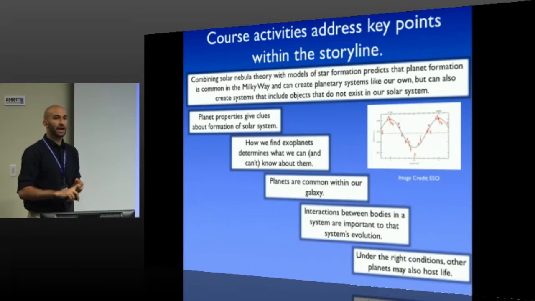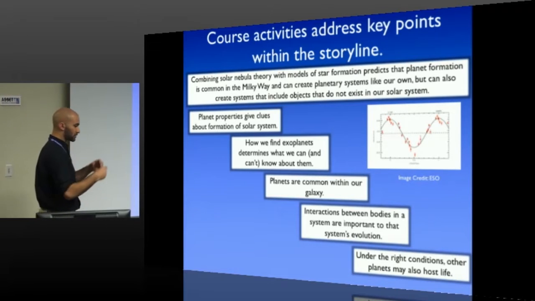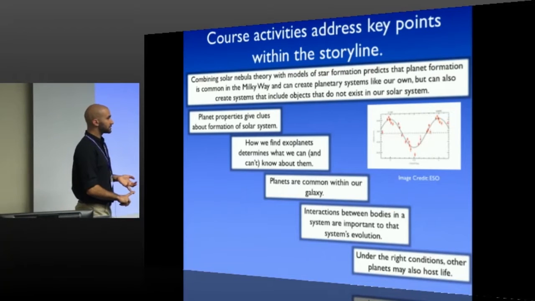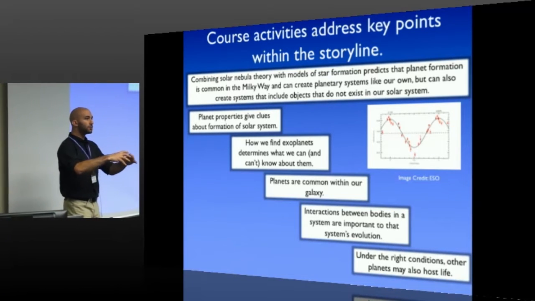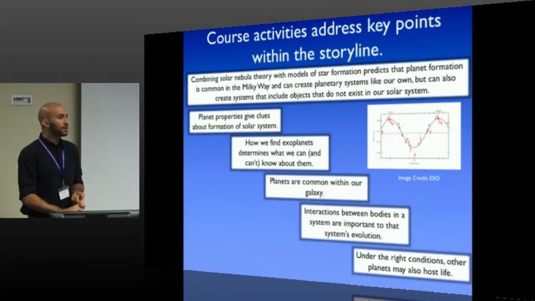Give us an idea of how our solar system was formed. So we look at where the rocky planets are, where the gas planets are, where the ice planets are, and they give us an idea of the formation history of our solar system. Then they need to know about how we find exoplanets.